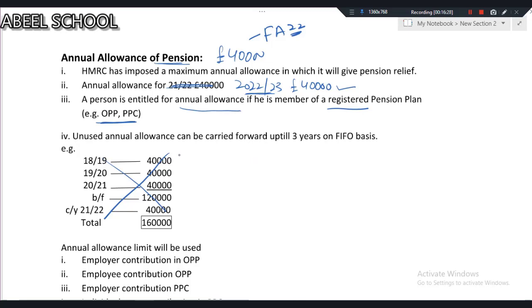For example, we know that the annual allowance for the pension is £40,000. What if someone has contributed less than that? If you have contributed less than the £40,000, then the unused limit is carried forward for 3 tax years and it is used on a FIFO basis. How do we carry forward? How do we use it on a FIFO basis? We are discussing it in a minute, inshallah. Unused annual allowance can be carried forward up to 3 years on a FIFO basis.